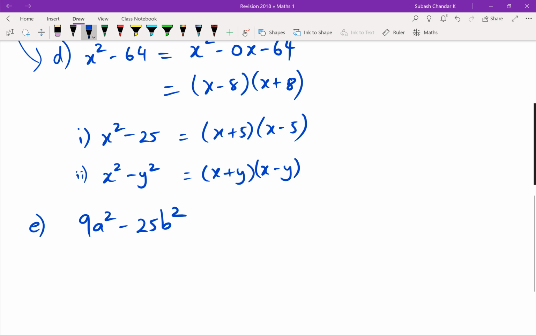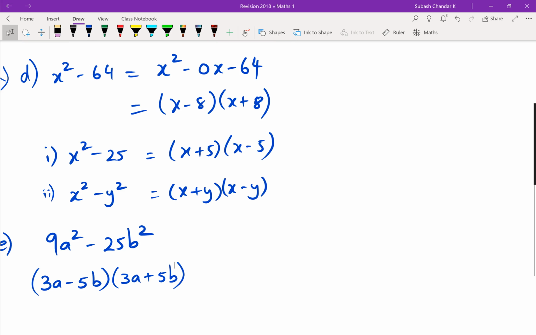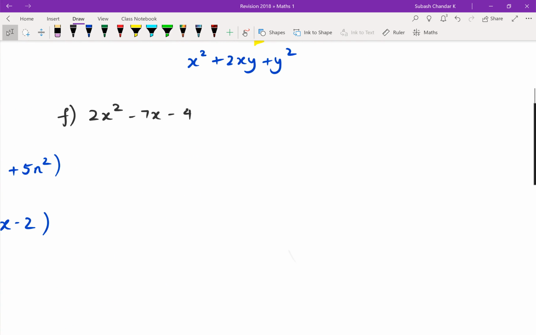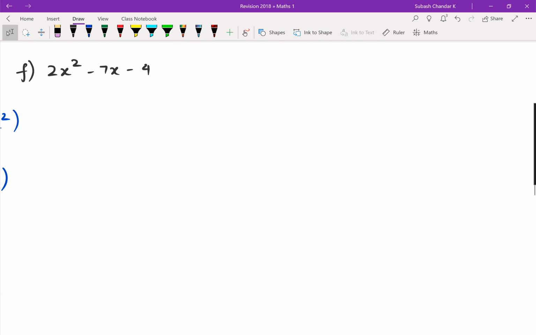So can't you then rewrite this as 3a minus 5b, 3a plus 5b? Does that make sense? Because they're all square numbers, right? The next question is like this, which is factorizing a quadratic, but the a value is bigger than 2.